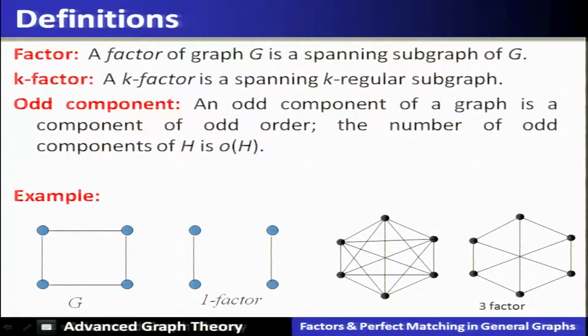Factor. A factor of a graph is a spanning subgraph of G. So, a K factor is a spanning K regular subgraph of G. Another definition: an odd component. An odd component of a graph is a component of odd order. So, the number of odd components of H is denoted by the order of H. Let us take an example.